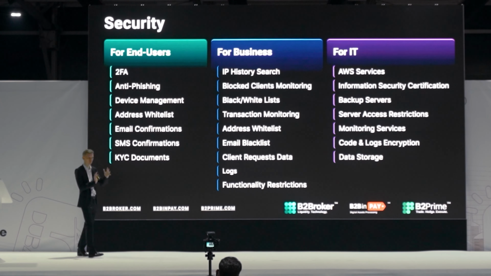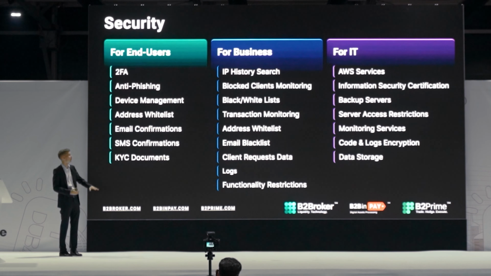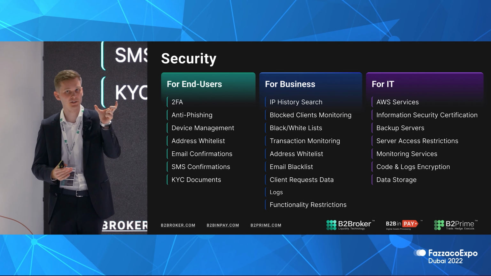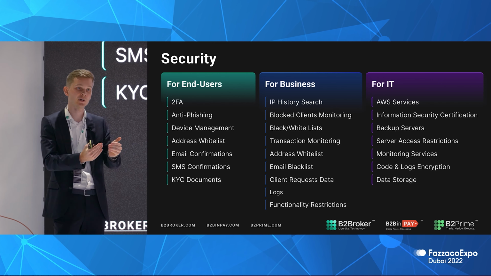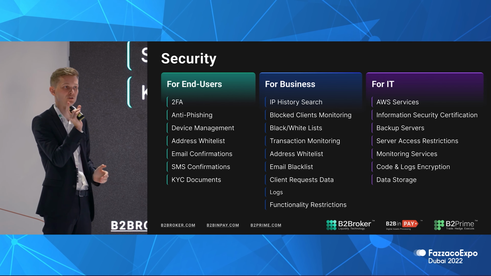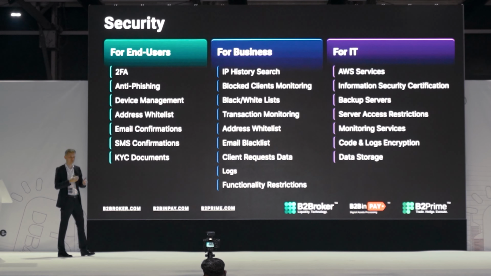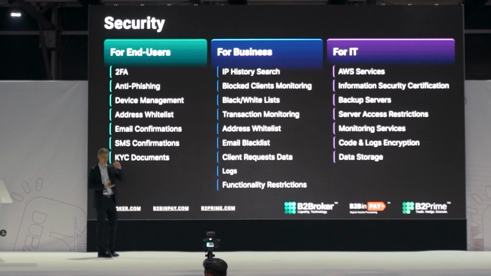For end users, it's pretty simple. Once you log in, you want to enable your 2FA, you want to create a code for your anti-phishing, so that for each and every email there is going to be a unique phrase that you entered in the CRM, and by that you will understand that those emails are genuine. And device management, of course, you want to keep track of the device that you logged from.